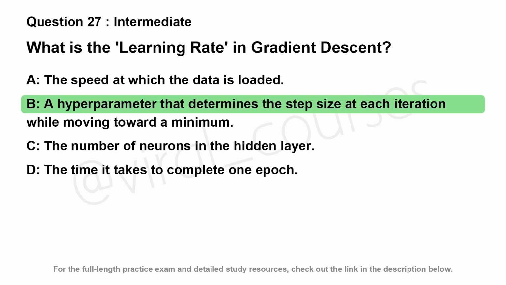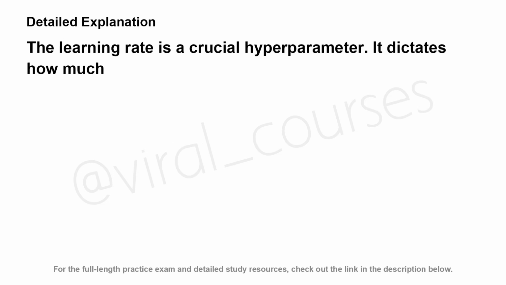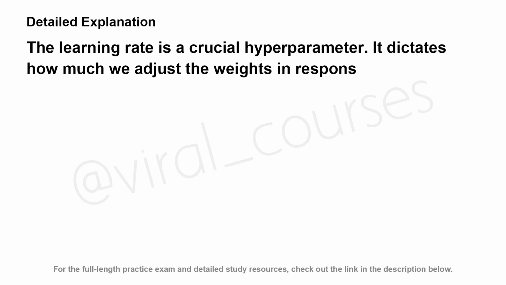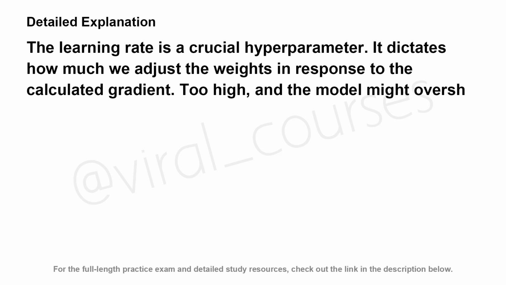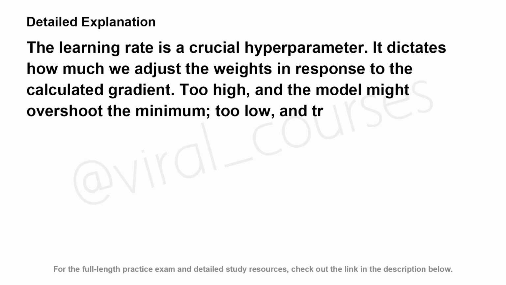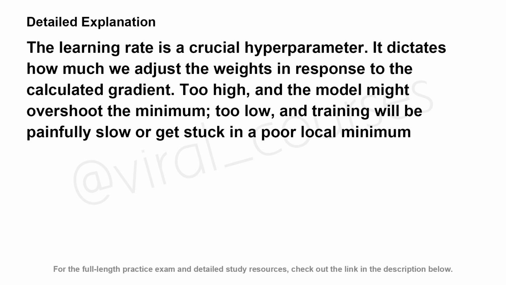The correct answer is B. The learning rate is a crucial hyperparameter. It dictates how much we adjust the weights in response to the calculated gradient. Too high, and the model might overshoot the minimum. Too low, and training will be painfully slow or get stuck in a poor local minimum.